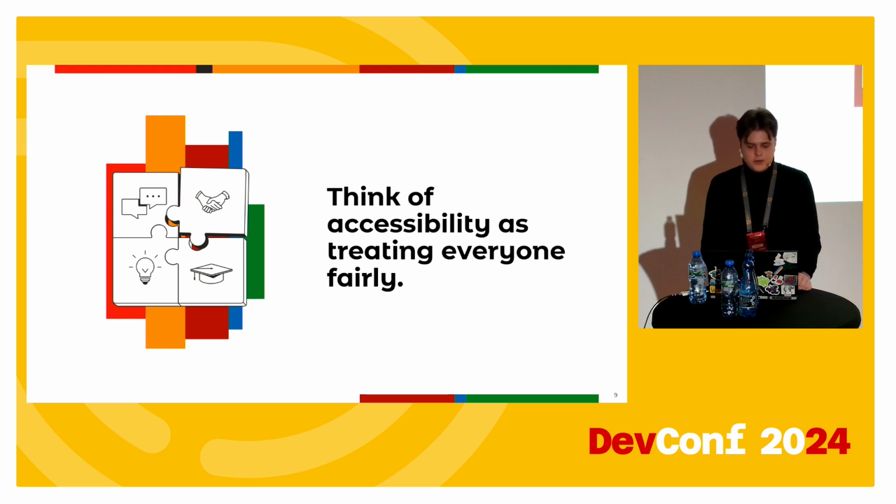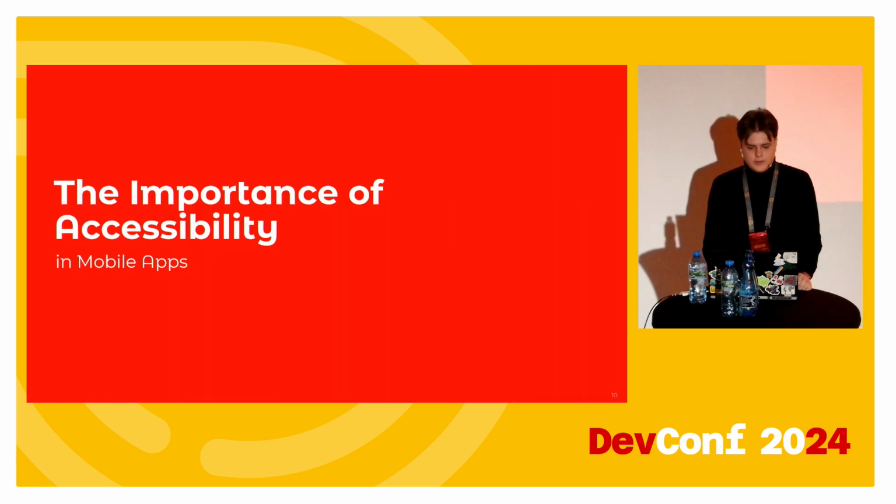It's a matter of equity, opportunity, inclusion, and legal compliance. In many countries, this is already regulated by laws, and many of them require all products used by government employees to be accessible. Companies are following suit. So, the importance of accessibility in mobile apps.